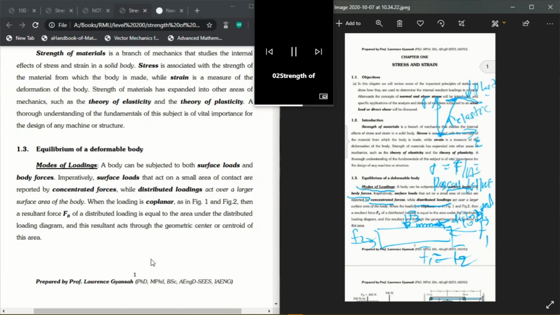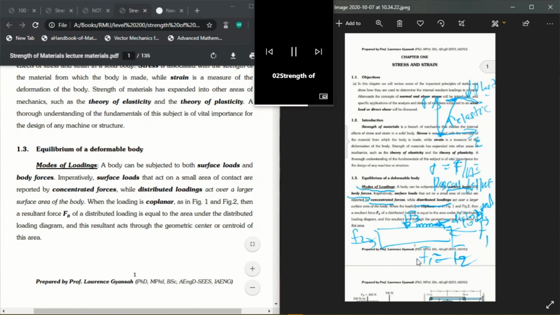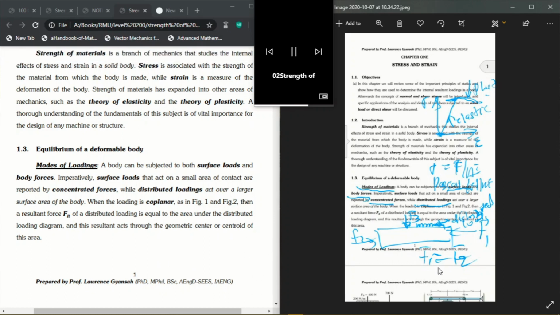In equilibrium of a deformable body, we are saying that when forces are subjected to it, all the forces will be balanced, which means the left-hand side forces and the right-hand side forces subjected to the object are balanced. If that is the case, then the body is at equilibrium, as indicated on the rectangular diagram on page 1. Could the force F1 and F2 be the same? F1 is the same as F2. Then all the forces on the left and right-hand side are the same, so the body is in equilibrium. It's very important. Now let's look at some of the loadings that happen on the body.